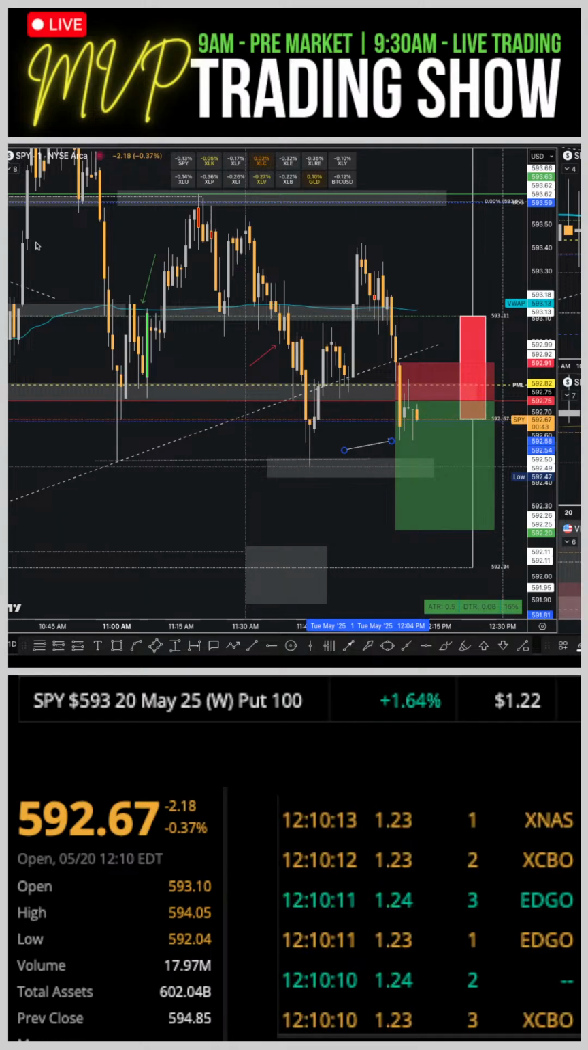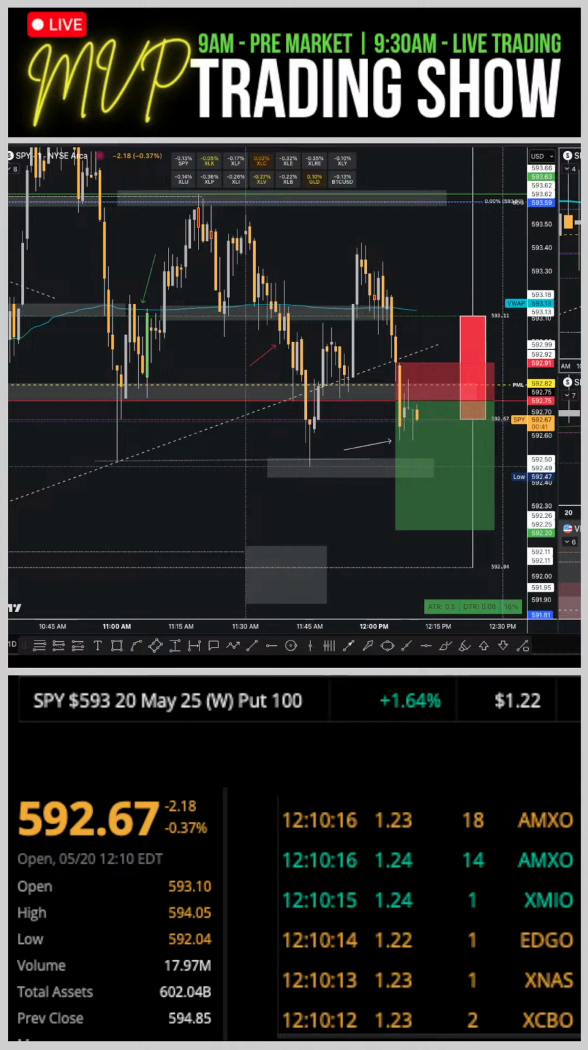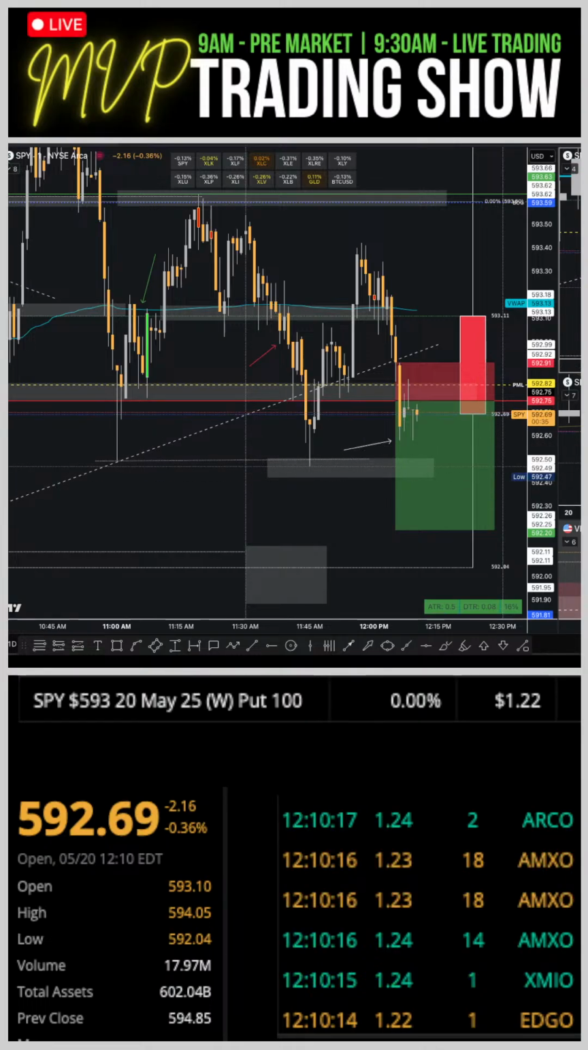See if we can get continued push lower. Paying attention to this 5 as well. 5 is a little cleaner, right? See if we can break below these lows on the 5 and continue to the downside. Right? Kind of block out the noise.